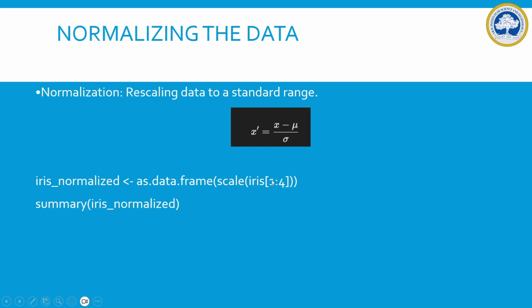Here we are interested in scaling only the first four columns, 1 to 4. Why? Because only the first four columns have numerical values. The fifth column is the species type, which is a categorical variable. So we take the first four columns, scale them, convert them to a data frame, and store them as a new dataset, iris underscore normalized. Then we can summarize those values and visualize. Let us move to our environment.